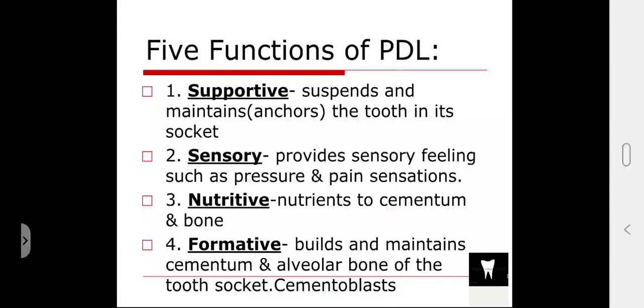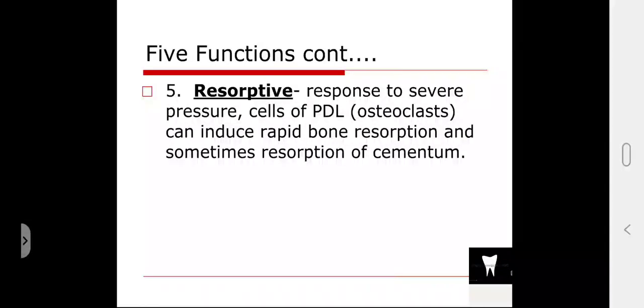When the PDL breaks down, the nutritive portion, where it's so important, it provides nutrients to the cementum in the bone. So we're starting to remember now, right? Those of us that have been out there a while, that this PDL is so, so important. It's formative. It has wonderful cells, builds and maintains the cementum. So cementoblasts, fibroblasts, and it really is so important. And then there's resorptive function in response to severe pressure, where cells of the PDL can induce rapid bone resorption and sometimes resorption of cementum if you have those osteoclasts in there.